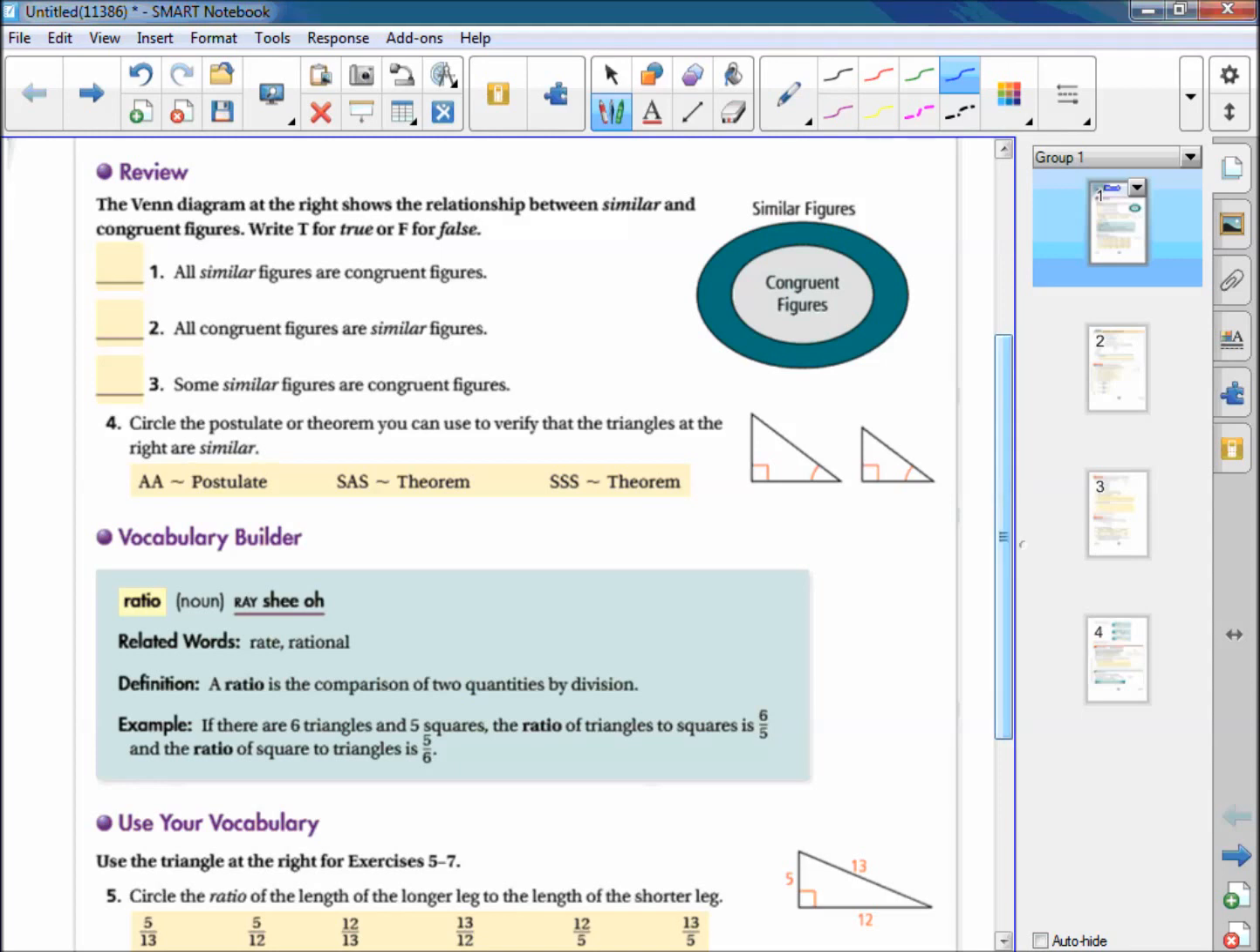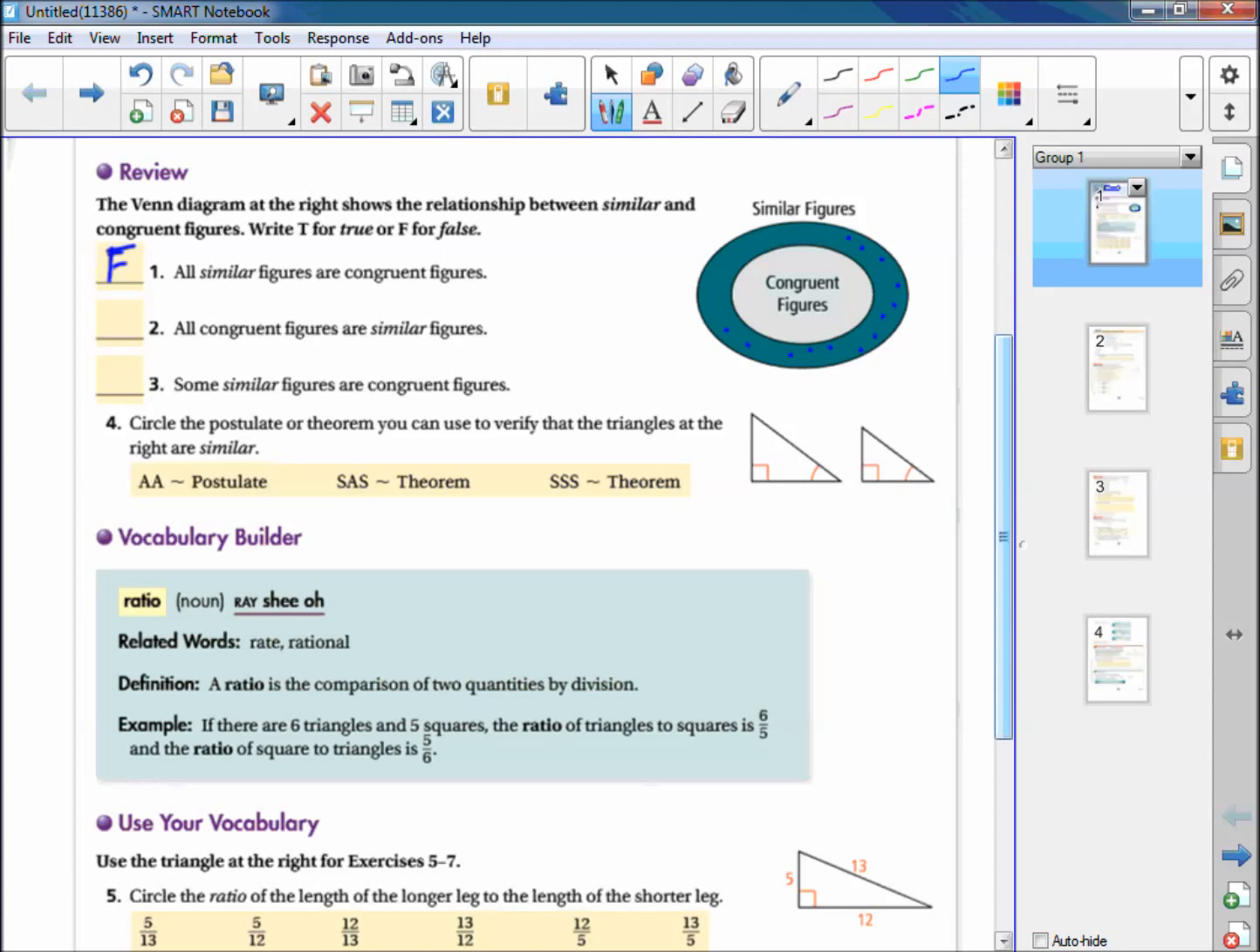All right, so the Venn diagram at the right shows a relationship between similar and congruent figures. Write T for true or F for false. Notice similar figures has congruent figures inside of it. So every congruent figure is also a similar figure. All similar figures are congruent? This is false. The ones that are out here are similar but not congruent.